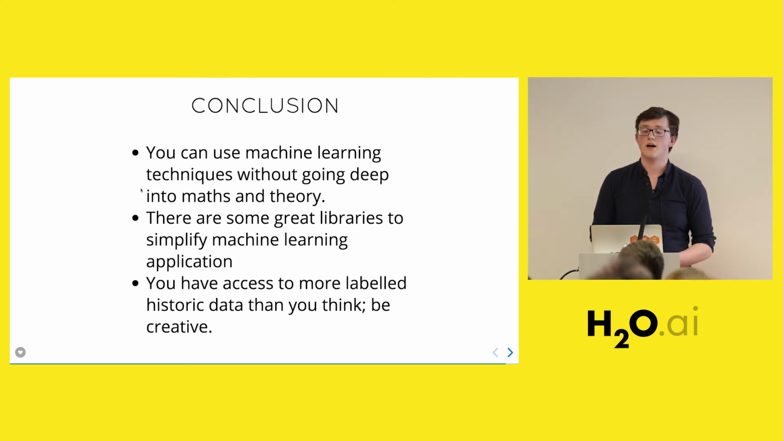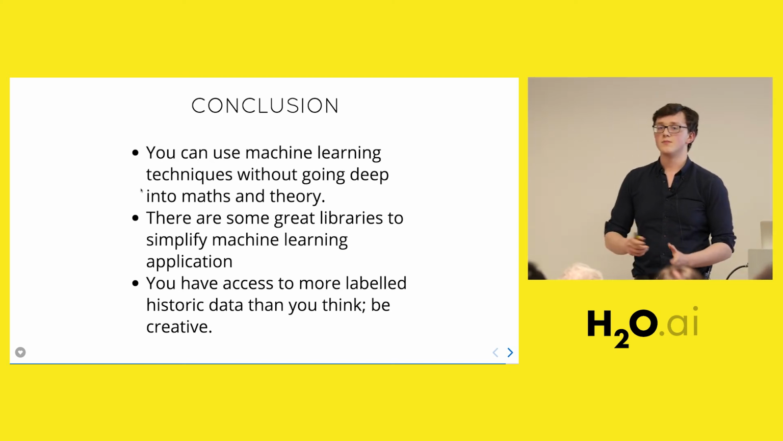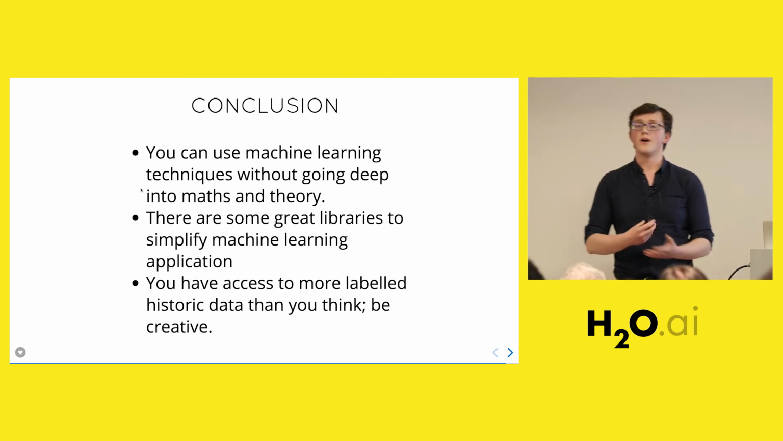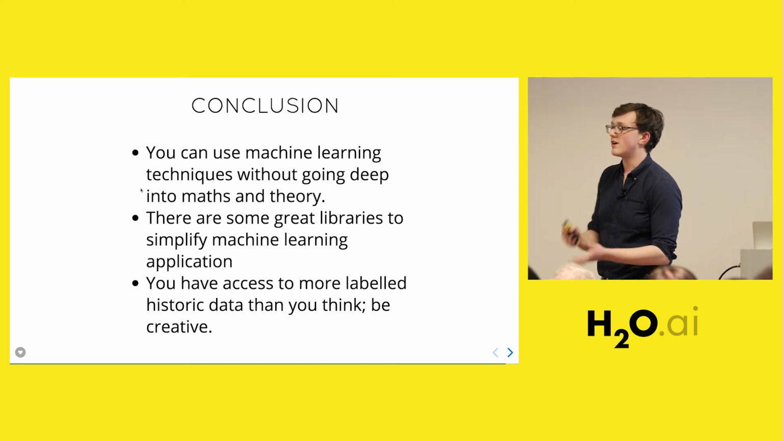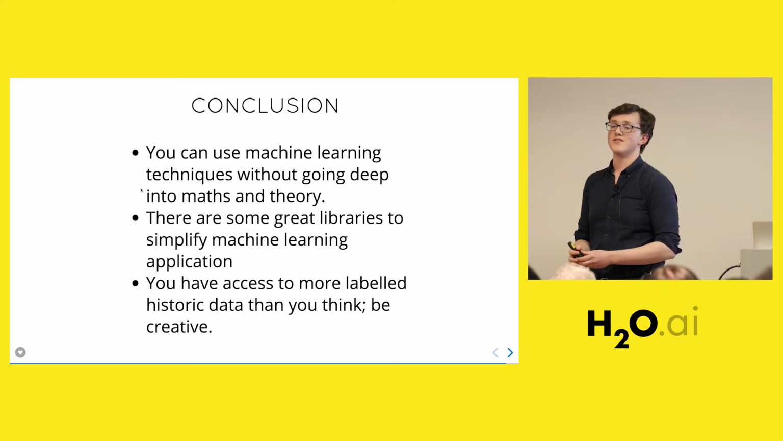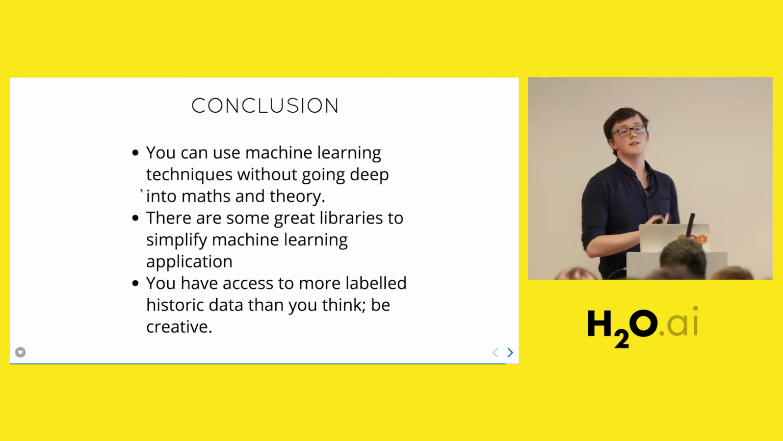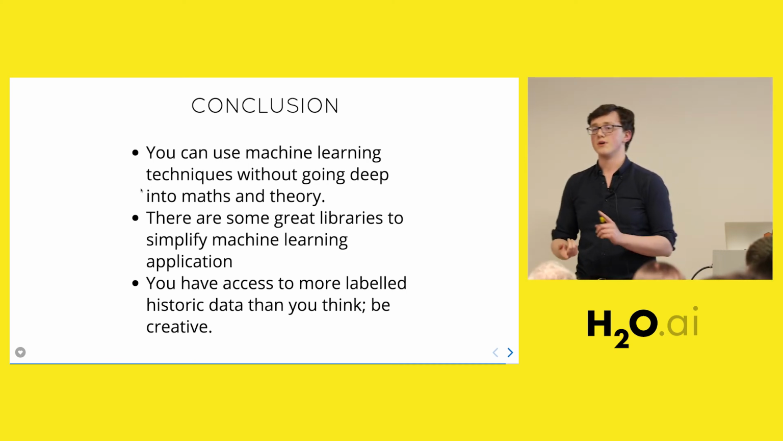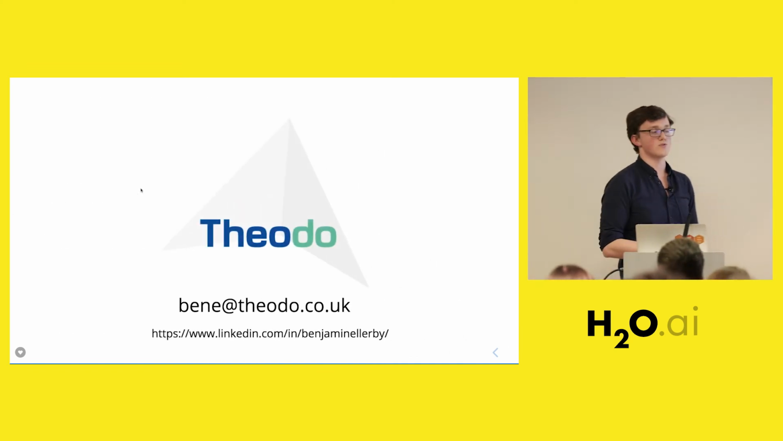The conclusion really is you can use machine learning techniques without having to dive into the maths. We skimmed over some of the maths elements there. Obviously in production, you want to understand the maths to understand why your model is doing what it's doing, especially with the GDPR things we were talking about a second ago. And there's some great libraries to simplify the application of machine learning. And you don't have to do it in Python or R. You can do it in JavaScript, and there's a growing number of libraries there. And you have access to more labeled historic data than you think. You can be creative about where we get our labeled data from, be it Twitter, Wikipedia, and Kaggle has some really nice data sets to download and play with straight away.